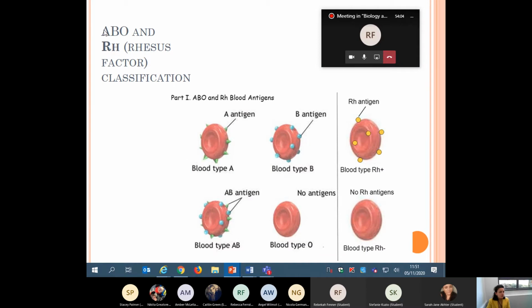So, a little bit of overview about blood groups. There are two main ways of classifying human blood, two main systems. The first system is called ABO, so that's not zero, that's an O, so the ABO system. And then the second system is known as rhesus factor, and it's usually written as capital R, little h. So Rh of rhesus factor.